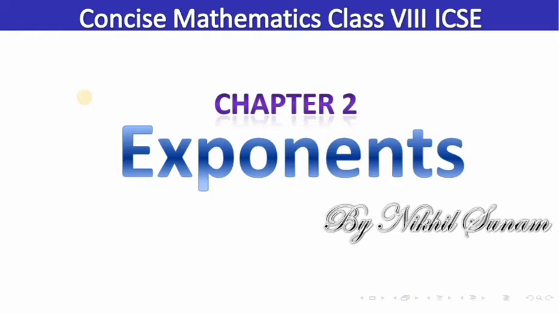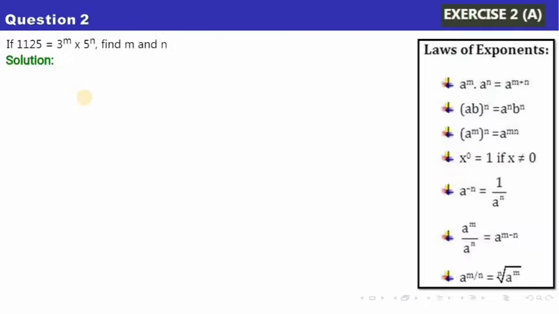So let's continue with what we were doing from exercise 2a. From exercise 2a, I'm going to take question number 2 for you, which says if 1125 is equal to 3 to the power m into 5 to the power n, find m and n. So basically, in this question, what you need to do is first you need to factorize this.